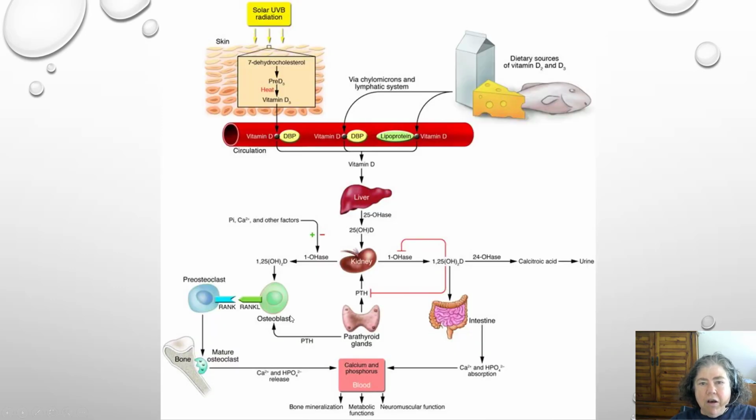So here we're putting all of this together. We have sunshine on the skin that's turning 7-dehydrocholesterol into pre-D3 and vitamin D3. We have dietary sources of D2 and D3. We have supplements of D3. They circulate in the liver. There is an enzyme that acts on them to make a vitamin D precursor, which in the cortex of the kidney is activated into active vitamin D3, 1,25-dihydroxy vitamin D.